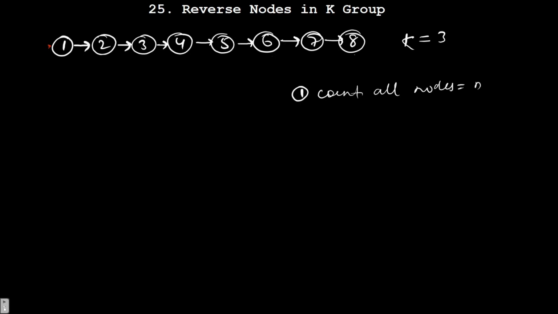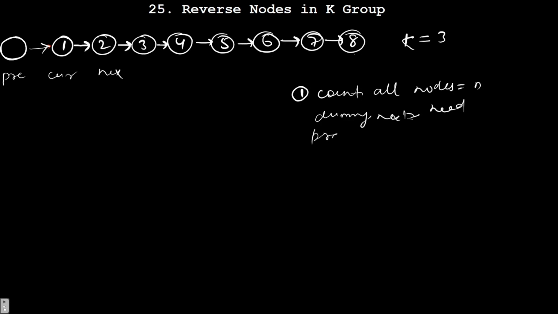Okay, and then what we have to do, we are going to need our dummy node. So let's say this is our dummy node. We will be creating a dummy node and this will be pointing to head. So create a dummy node and dummy.next equal to our head. For reversing we will need 3 pointers. We can name them node 1, node 2, node 3, but it's better to name them pre, cur, and next. Okay, so 3 nodes will be created.